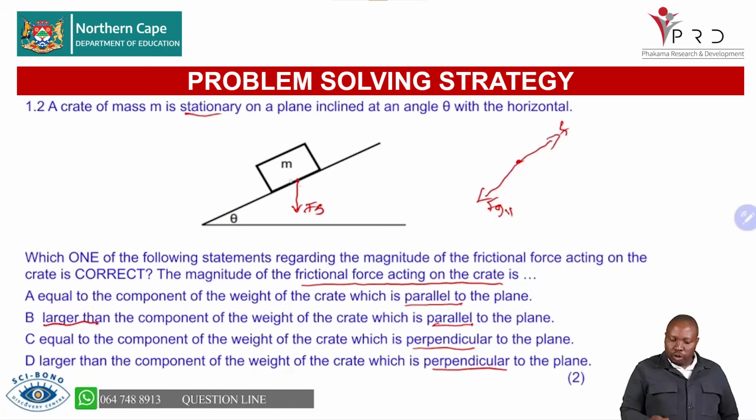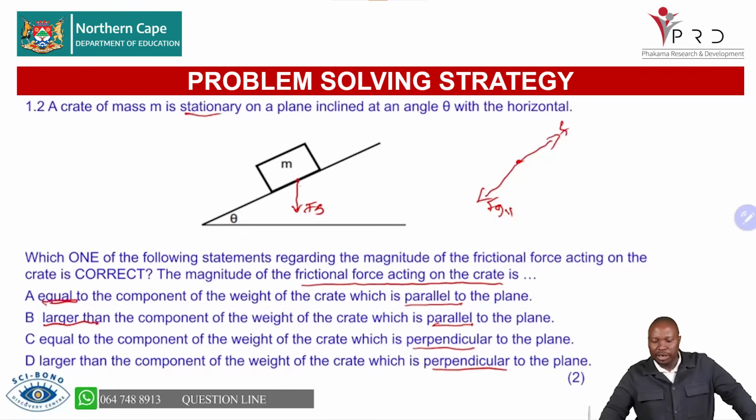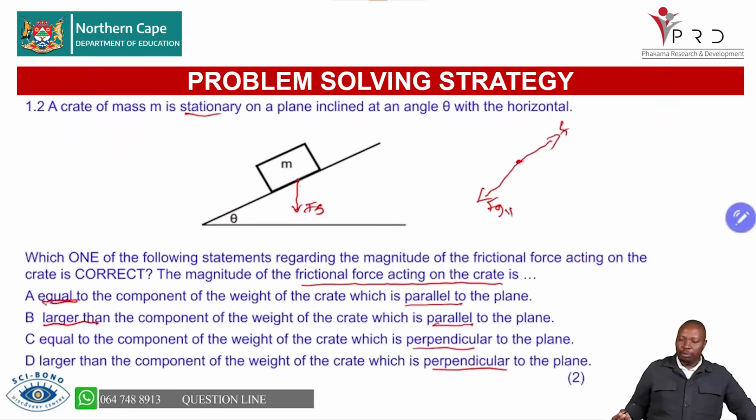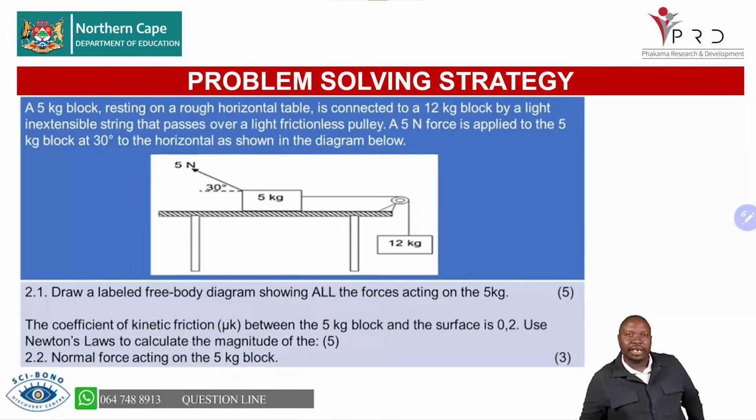But for the object not to move, it means the two components, the Fg parallel and the friction, are equal. So the correct answer must be saying it is equal to the component of the weight of the crate which is parallel to the plane. You are able to do that with no problem, and then choose your correct answer.